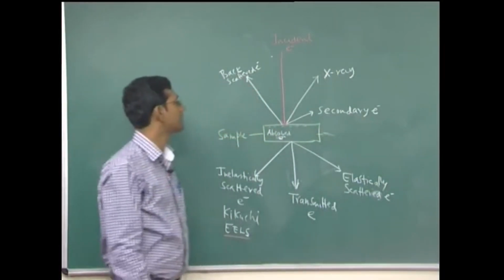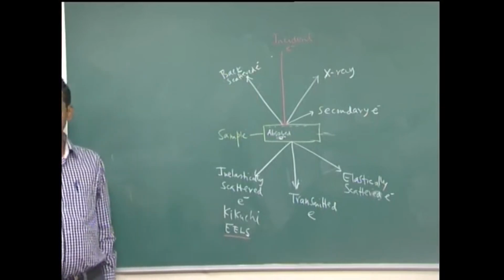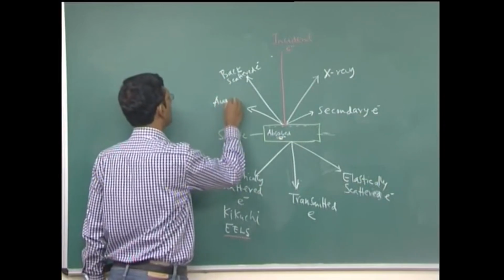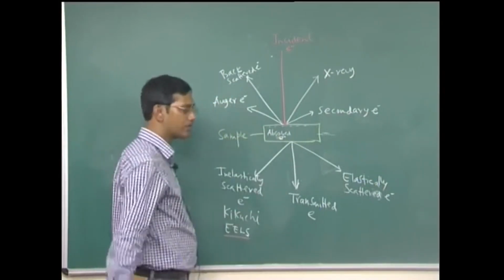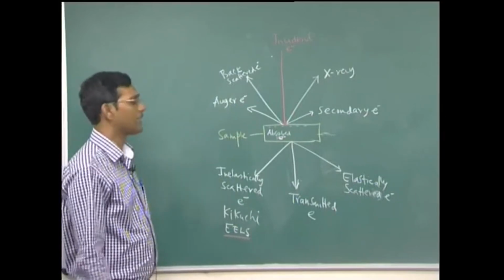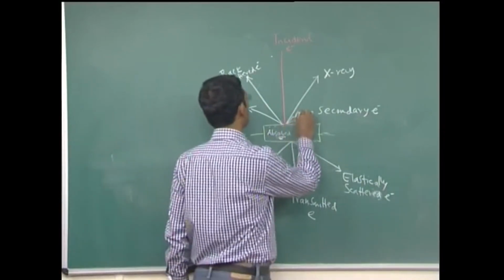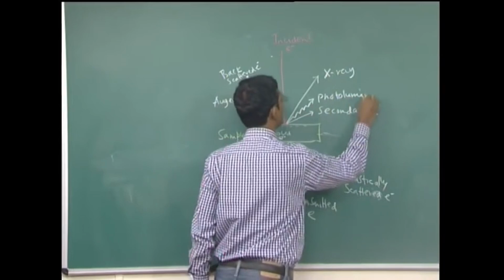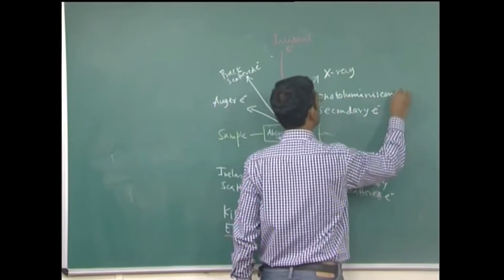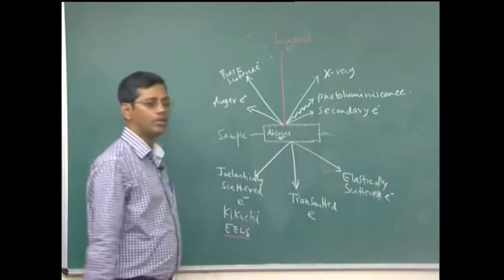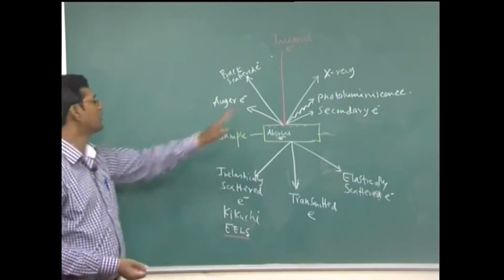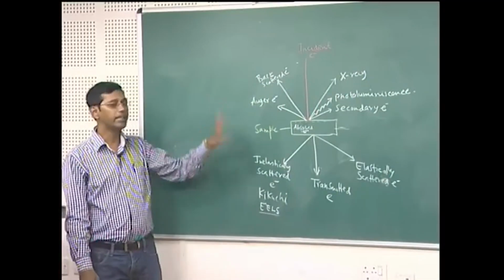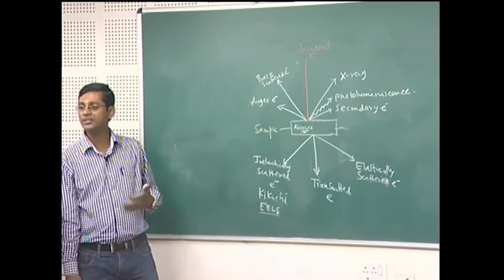In many cases it has been found that Auger electrons can also come out from the top surface of the sample. Some samples, like semiconductors, can even produce photoluminescence. So once you know that electrons during interaction with the sample can generate so many different types of signals, we can use each of these signals for different kinds of purposes.